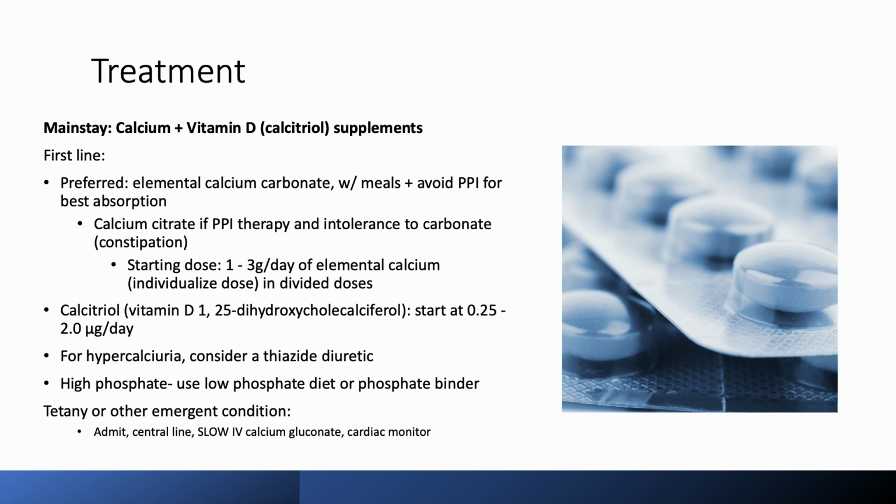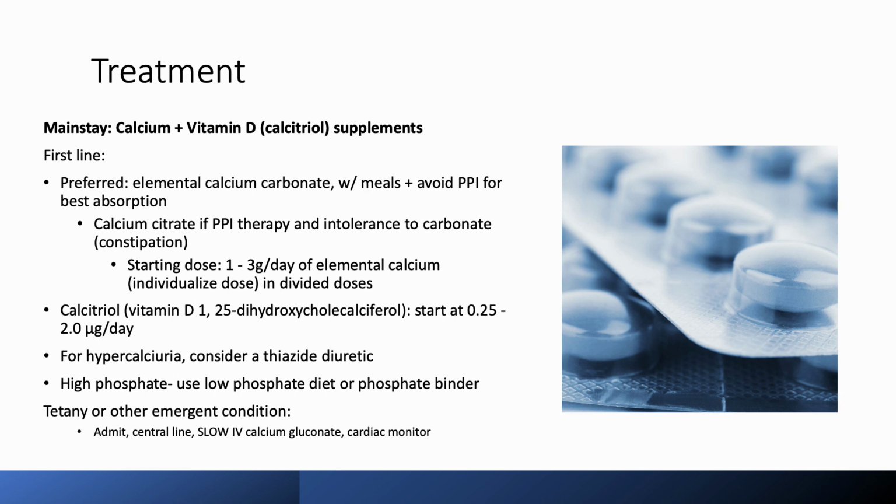We're going to use 1 to 3 grams per day in divided doses if you can get them to do that. I will even take once a day. Our calcitriol is going to start at 0.25 to 2 micrograms a day. And then if they're having a lot of hypercalciuria, consider a thiazide diuretic, because that will help to reabsorb that calcium. And if the phosphate is high, we're going to need to start them on a phosphate binder.